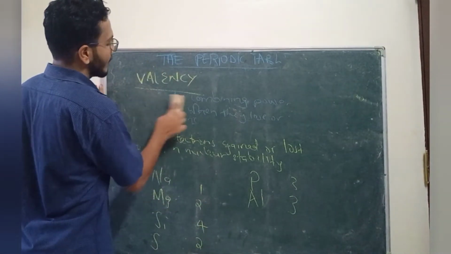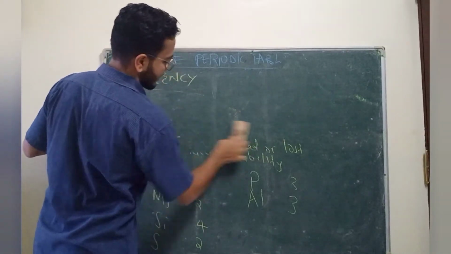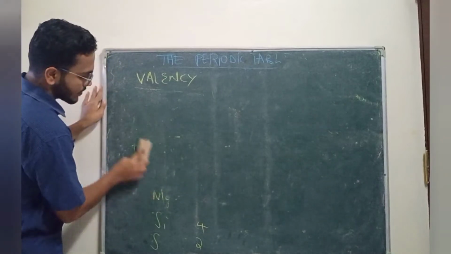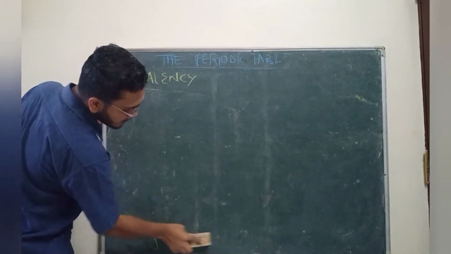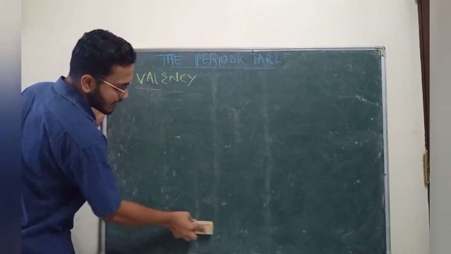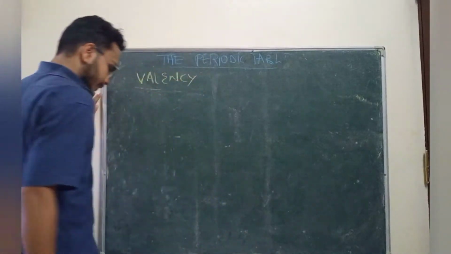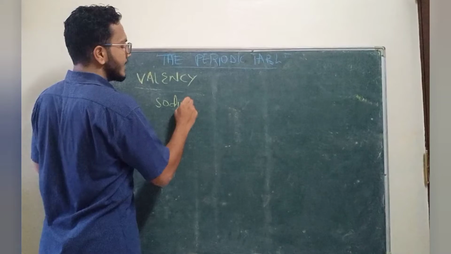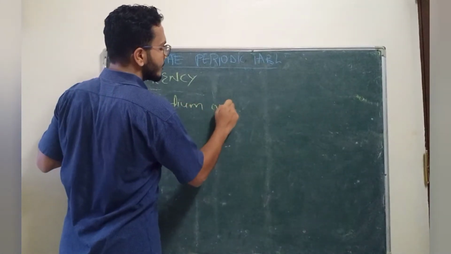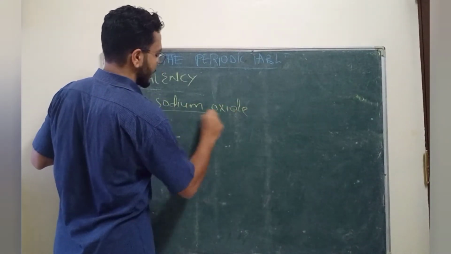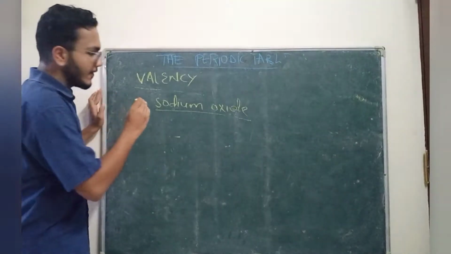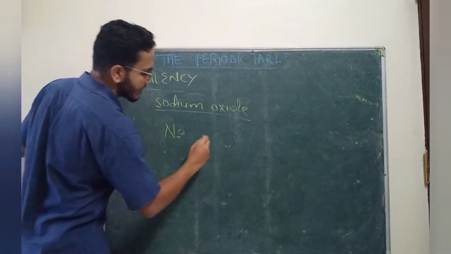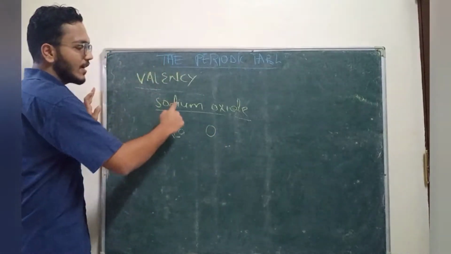Now reactivity of elements. How do elements react? Elements react with their outermost electrons, the electrons in the outermost energy level. Electrons in the outermost energy level are called valency electrons. For example, sodium oxide. Sodium reacts with oxygen to form sodium oxide. You look at the valency of sodium. Sodium is Na and oxygen is O. What is the valency of sodium?